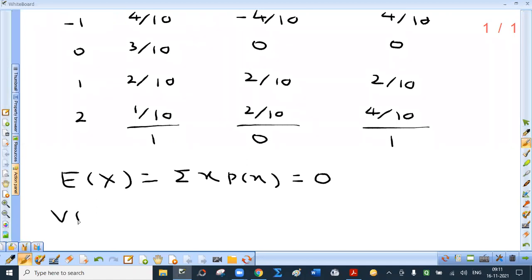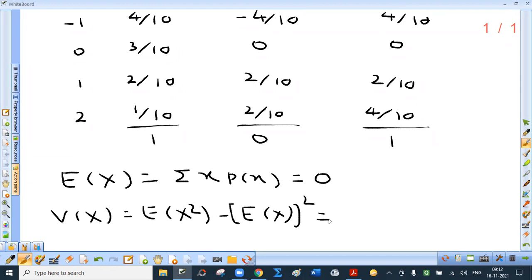And what is the formula for variance of x? It is E of x square minus square of E of x. So this is 1 minus 0 square. So it is 1. So what are the answers? Expected value equal to 0 and variance is nothing but 1.